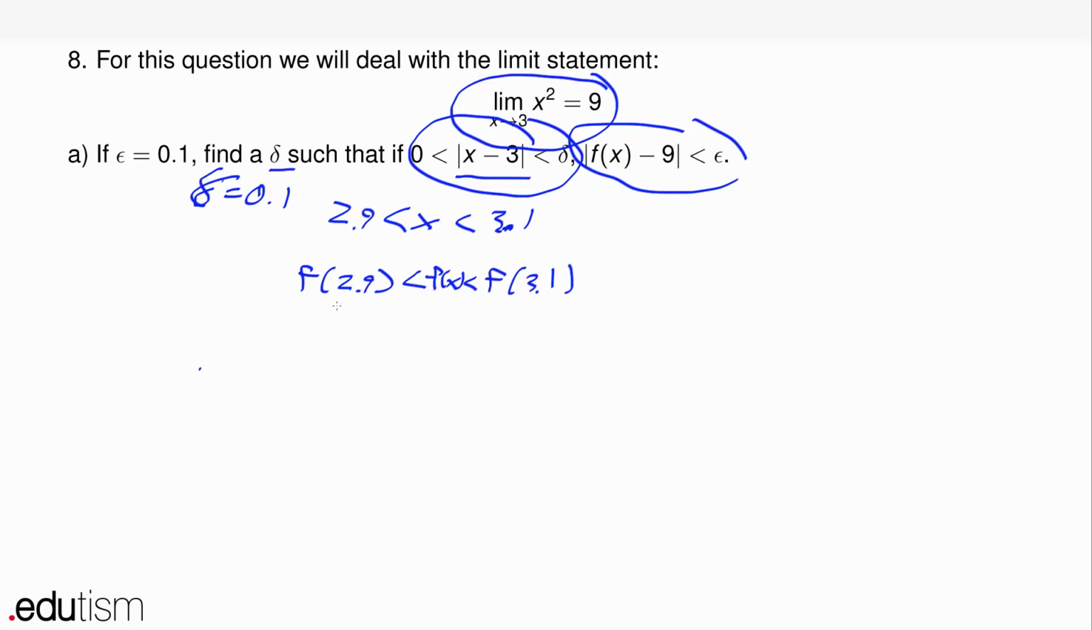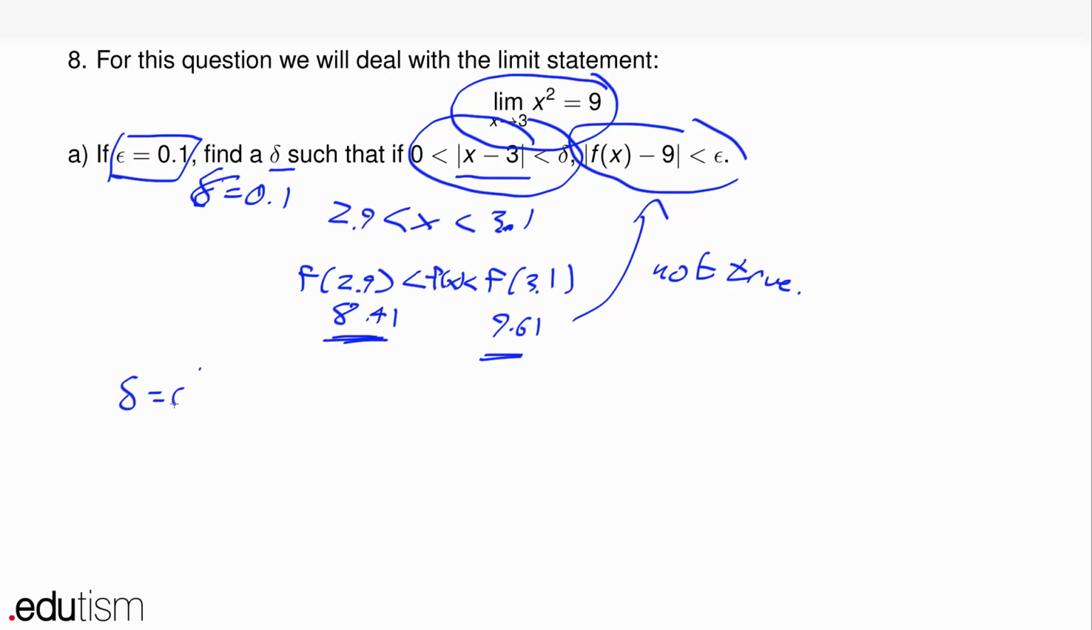Well, f of 2.9 turns out to be 8.41, and f of 3.1 is 9.61. You notice these numbers are not within epsilon of 9. This statement is not true. And the reason is because the distance of these from 9 is about 0.6, but epsilon is 0.1. So we need these numbers to be closer to 9, which means we need a smaller value for delta. So let's try delta equals 0.01.